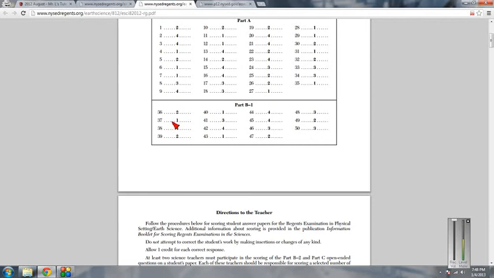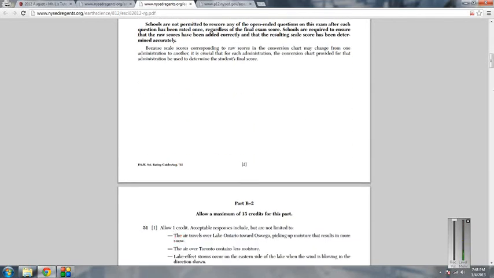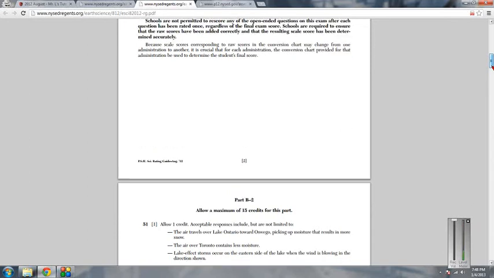And let's just look at what they accept as answers. I'm going to try not showing you everything here. And if you look at the bottom, it says, okay, the air travels over Lake Ontario towards Oswego, picking up the moisture that results in more snow. The air over Toronto contains less moisture, but a lake effect storm occurs on the eastern side of the lake. Okay, some of this stuff's even confusing. I like this first one. You can either say there's more moisture over Oswego because of the lake and the wind blowing that way, or the air over Toronto contains less moisture.